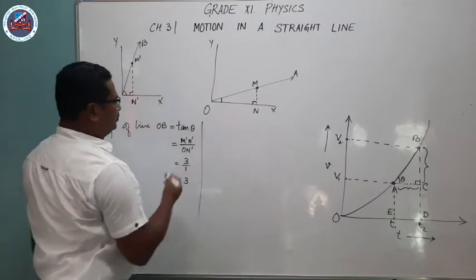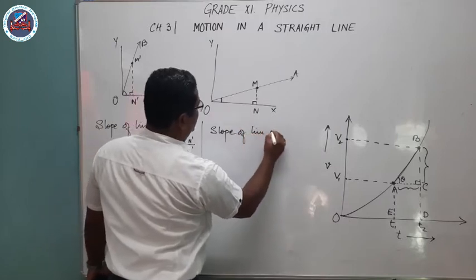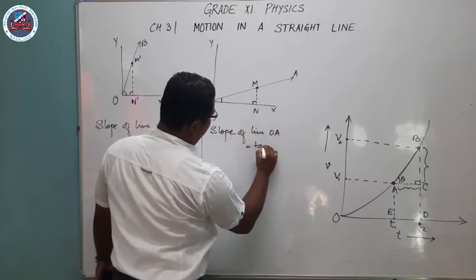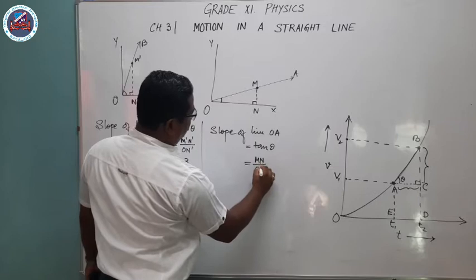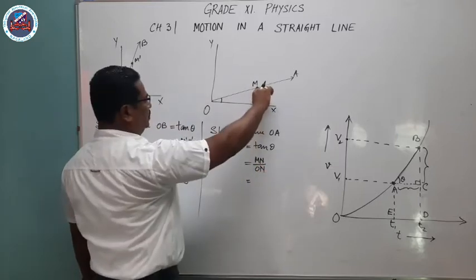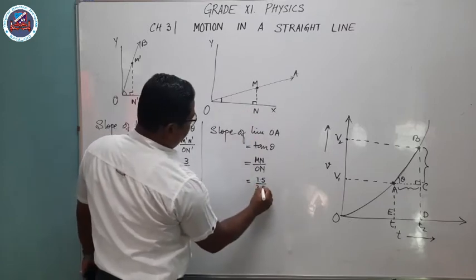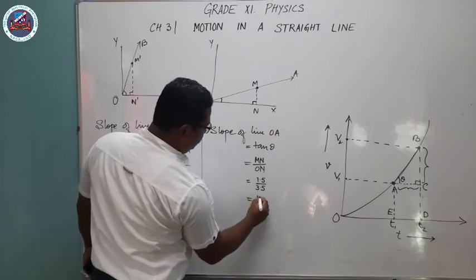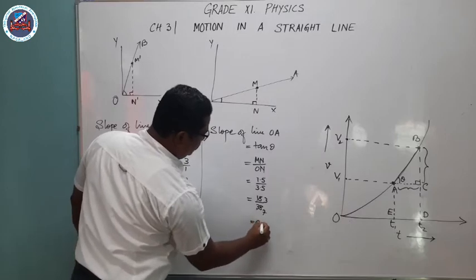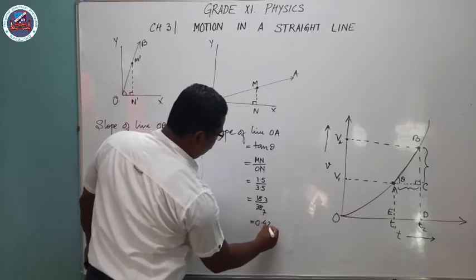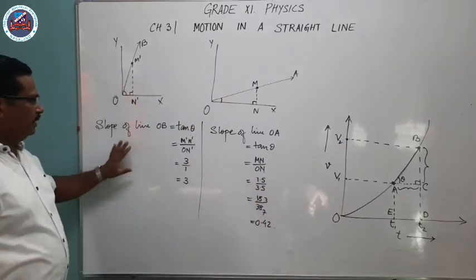In this case, slope of line OA will also be equal to tan theta. Tan theta is defined as perpendicular by base, MN divided by ON. In this case you can see MN is shorter, say 1.5, and this one is bigger, say around 3.5. So if you calculate it, 15 by 35, you get about 0.42, and so on. Like this you get the value. This is just roughly taken to make you understand what is slope.